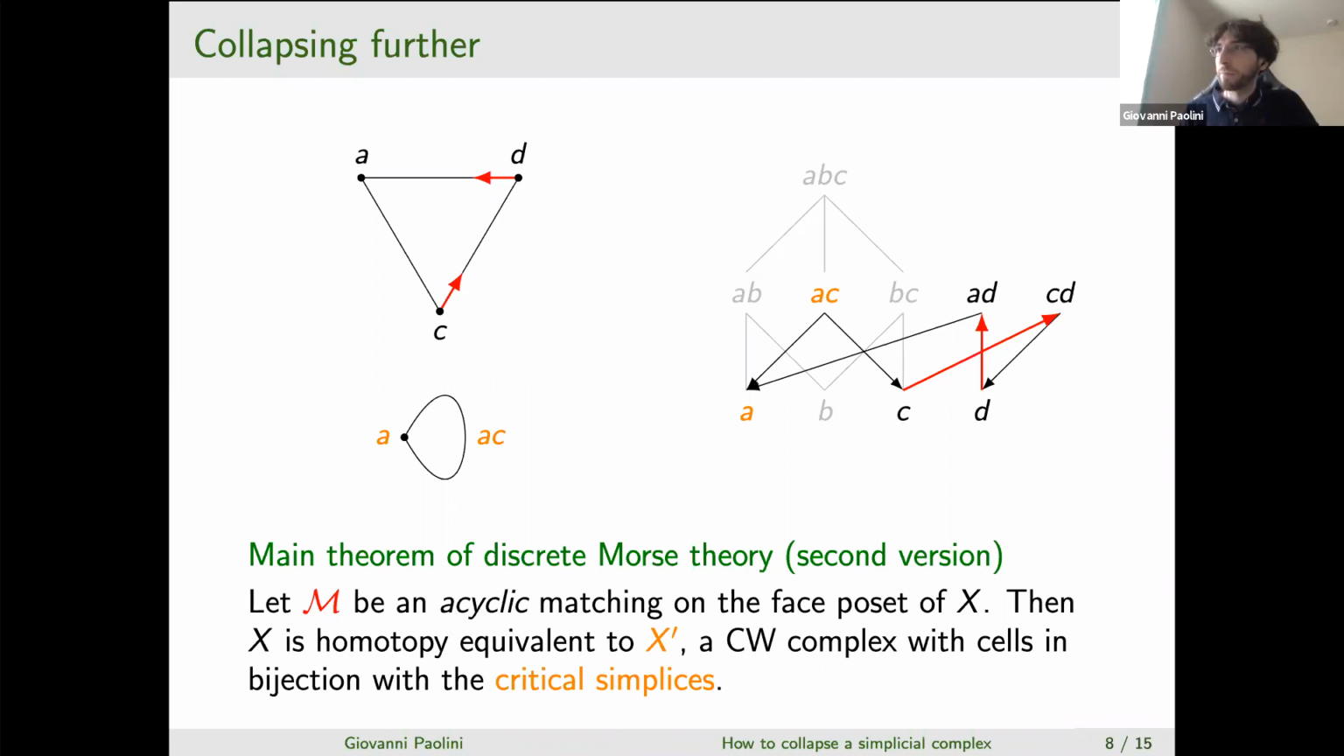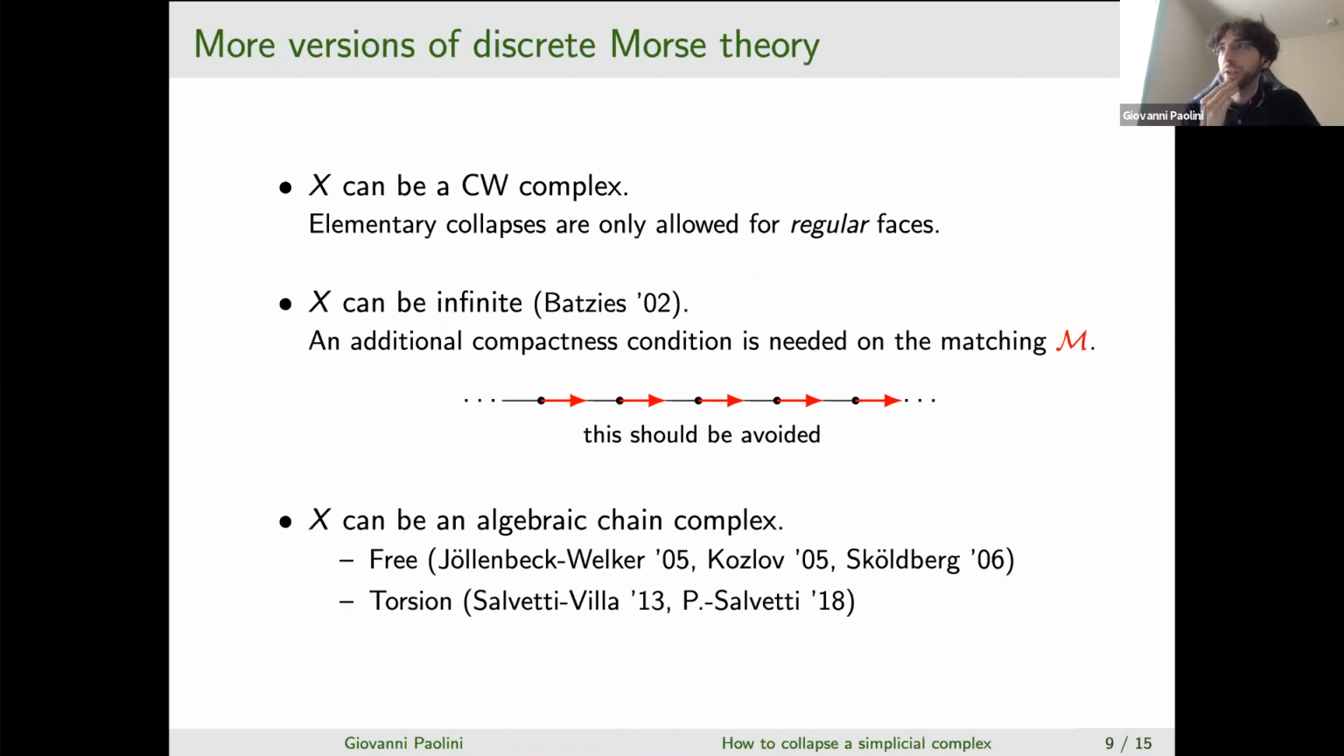And a quick word on even more versions of discrete Morse theory, which are out there. So you can actually even start with a CW complex. Your starting complex doesn't need to be simplicial. You can start with an infinite complex. I didn't say it before. I was assuming that X is finite, but you can actually drop this condition by being a little bit careful on what matchings you allow.